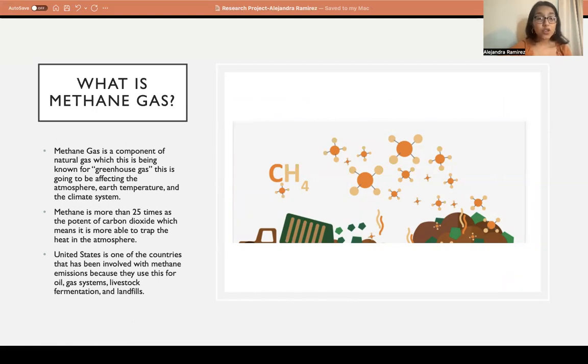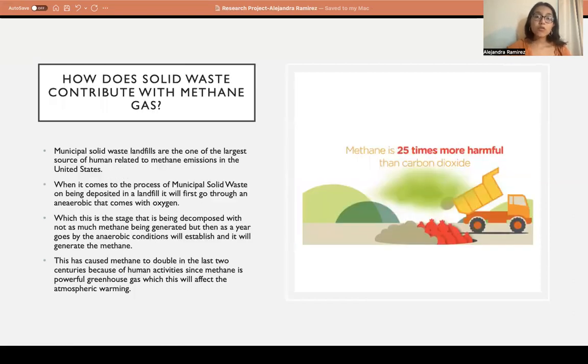The United States is one of the countries that have been involved with methane emissions because they use this for oil and gas systems, livestock farming, and landfills. How does solid waste contribute to methane gas?